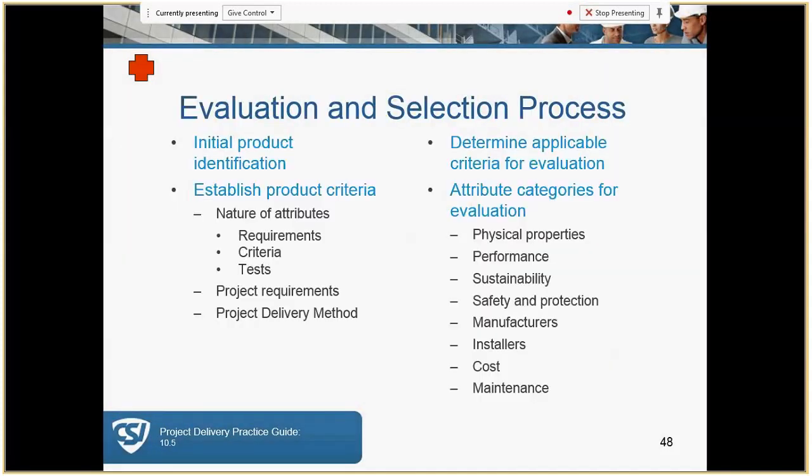So the evaluation and selection process. We have initial product identification. We're going to establish the criteria, the types of attributes, the tests that we would require, the project requirements, the project delivery methods. And with evaluating that criteria, remember, of course, that the more we require, it does affect that project budget. Determine the applicable criteria for evaluation, other categories such as the physical properties, performance, sustainability, safety and protection, installation cost, and maintenance.